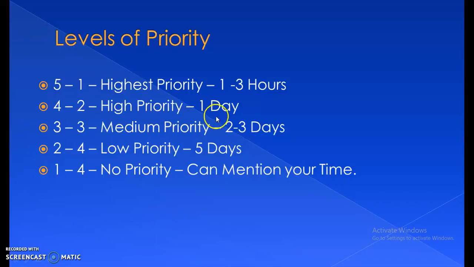High priority needs to be completed in 1 day, medium priority tickets have to be solved in 2 to 3 days, and lower priority tickets will normally be solved in 5 days or something like that. And for the severity 5 or 1, it should be 5 years. Sorry for that, no priority can mention your time. So when do we have this kind of scenario? I'll be explaining that now.